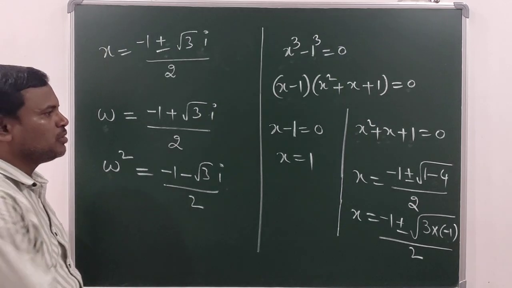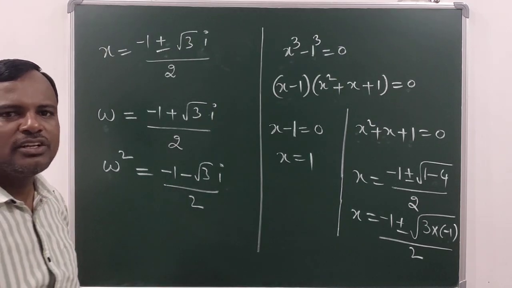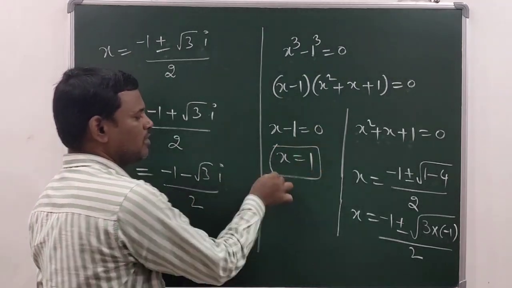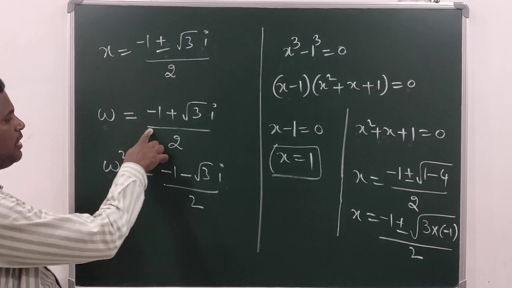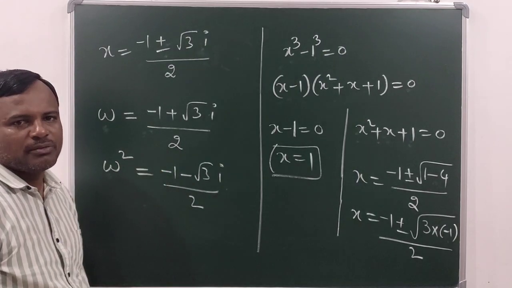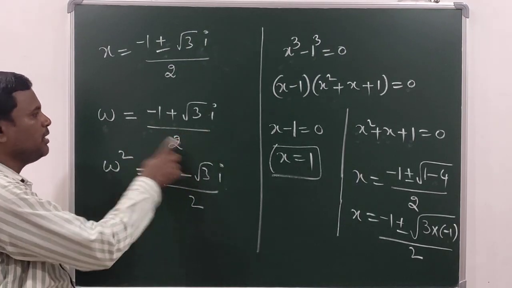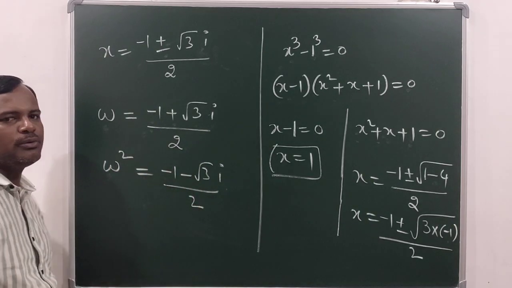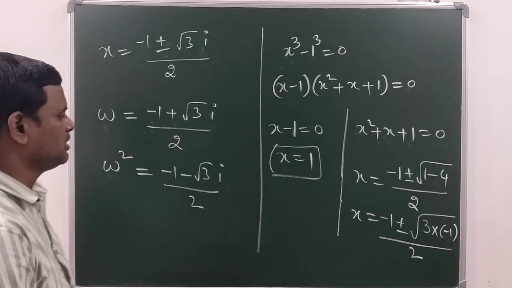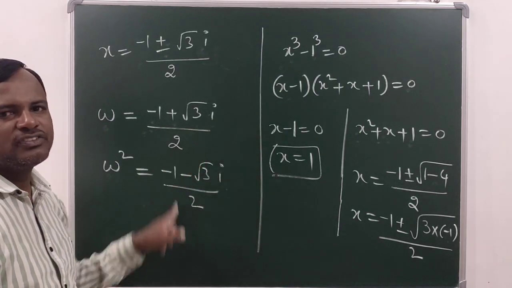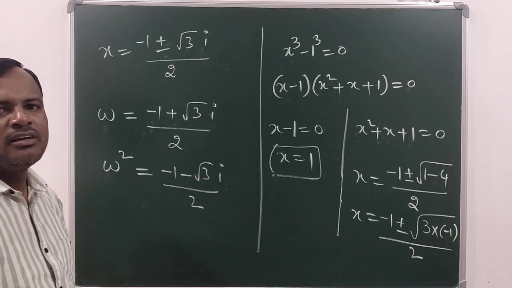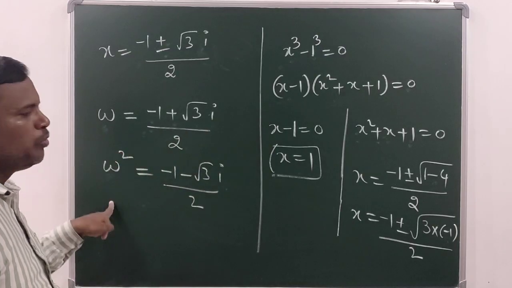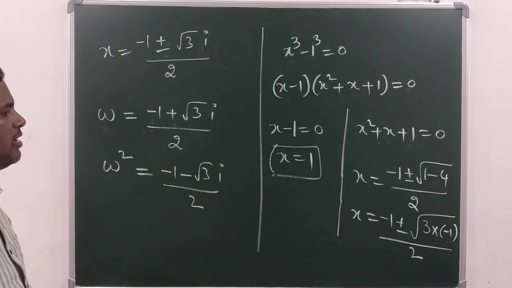Students, so we solved that cubic equation. You got 3 values for x. One is a real number, x equal to 1, and the remaining 2 are complex numbers: minus 1 plus root 3i by 2, which is equal to omega, and omega square, minus 1 minus root 3i by 2. You got 3 values for x. These 3 are called the cube roots of unity: 1, omega, omega square.